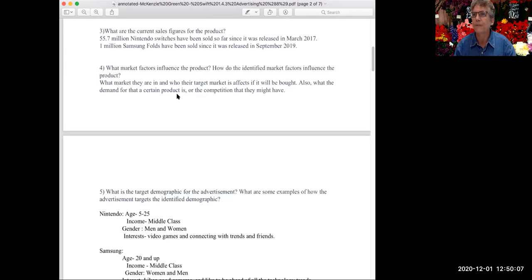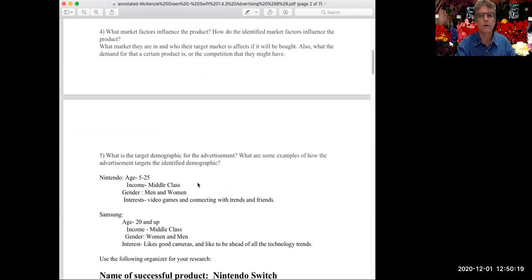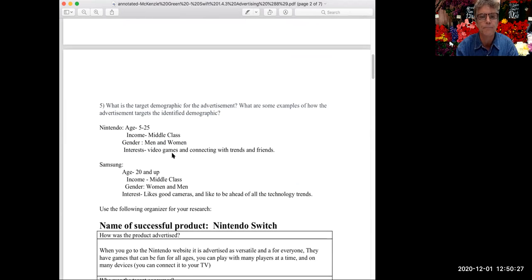Those are the people that they feel have the interest and the wherewithal, the money to buy something like a Nintendo Switch, okay? So Nintendo, ages 5 to 25, income, middle class. You don't have to be rich to buy one. They're not cheap though. Gender is not specific. It's for men and women. And interests are video games and connecting with trends and friends. That is a beautiful explanation of who this product is being marketed to. We've got an age group, we've got an income level, we've got, is it men or women, and we've got who is going to be interested in this product.